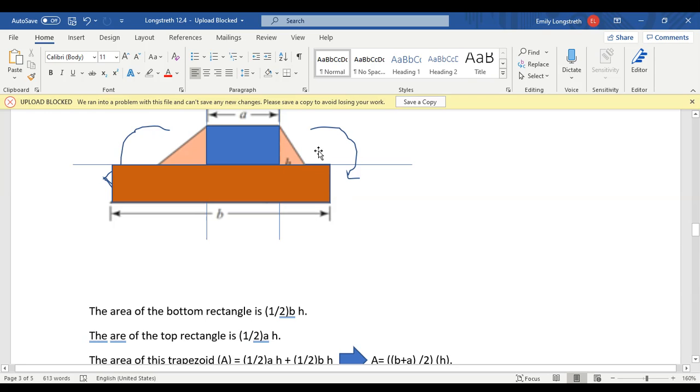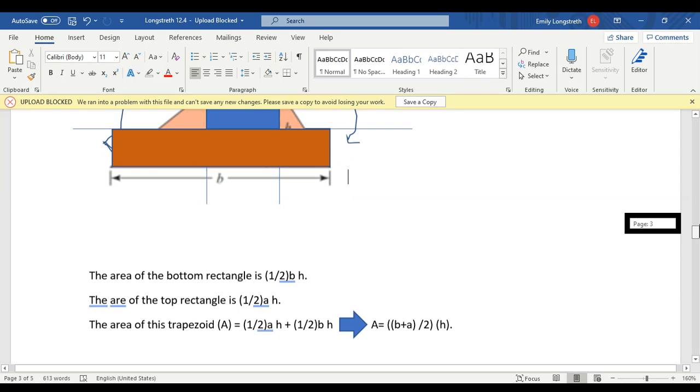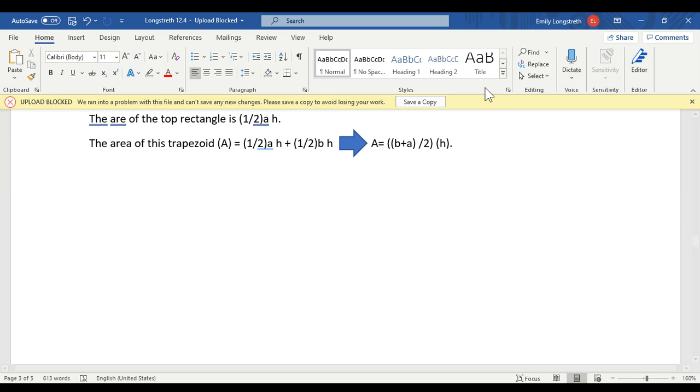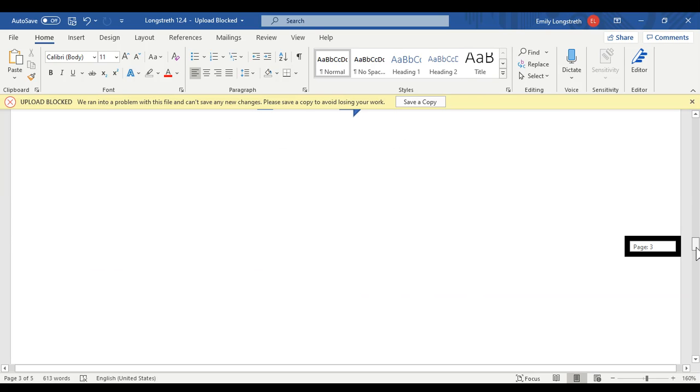And the area of the top rectangle is half A times height. So the area of this trapezoid, if you add the bottom and the top rectangle, is half A height plus half B height, which boils down to this formula. Area equals (B plus A) divided by 2 times height, which is the formula for a trapezoid.